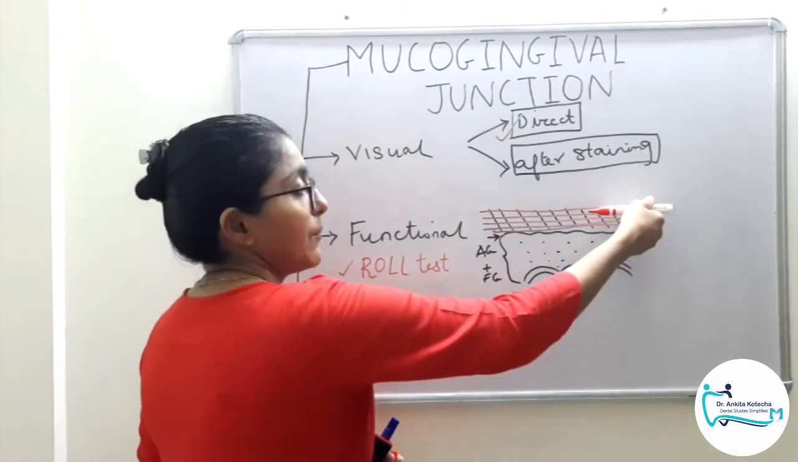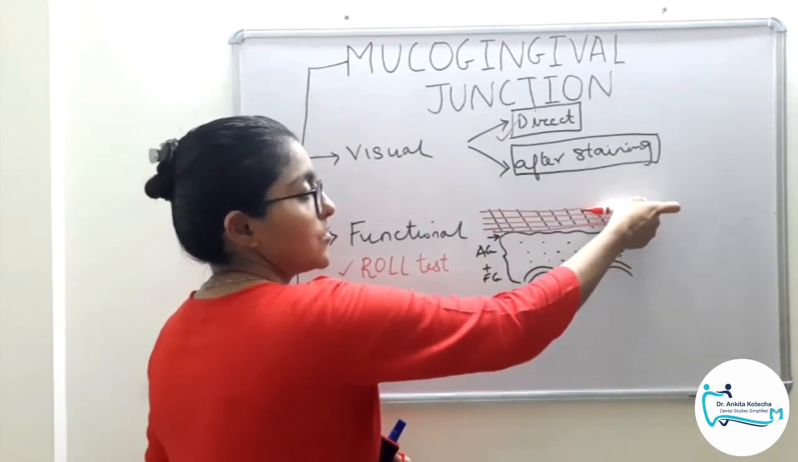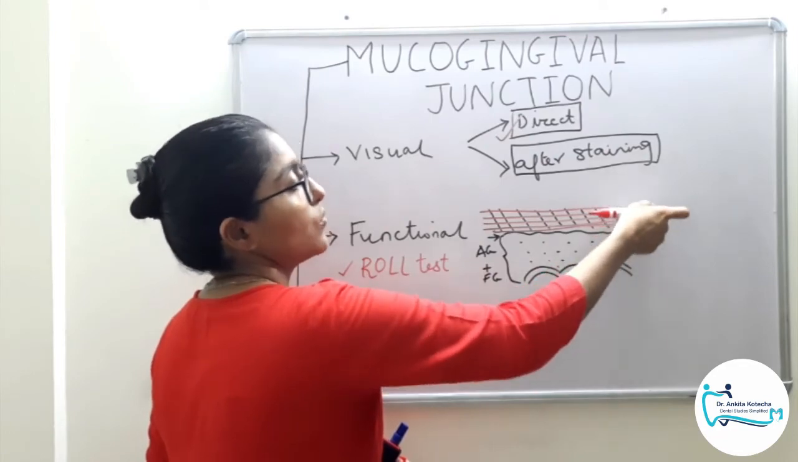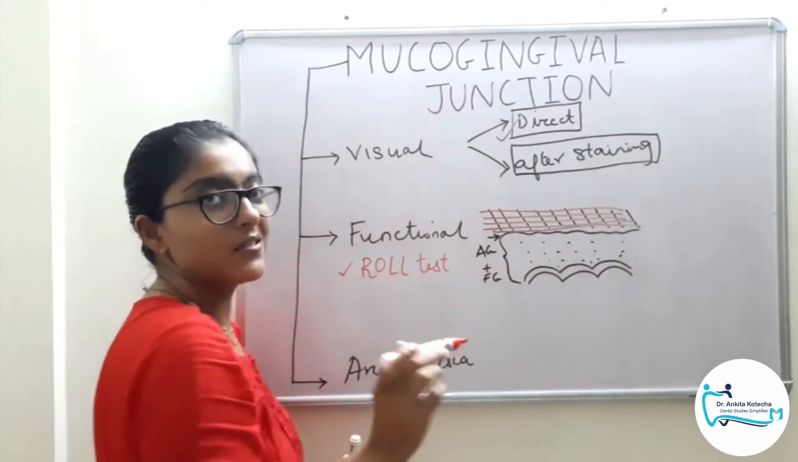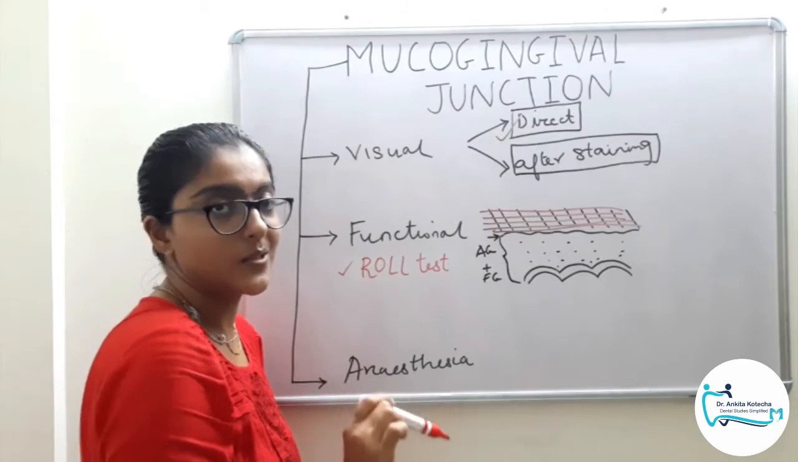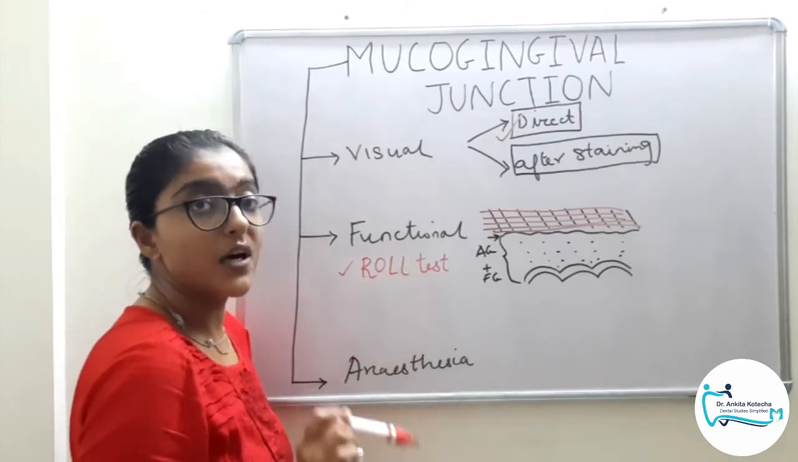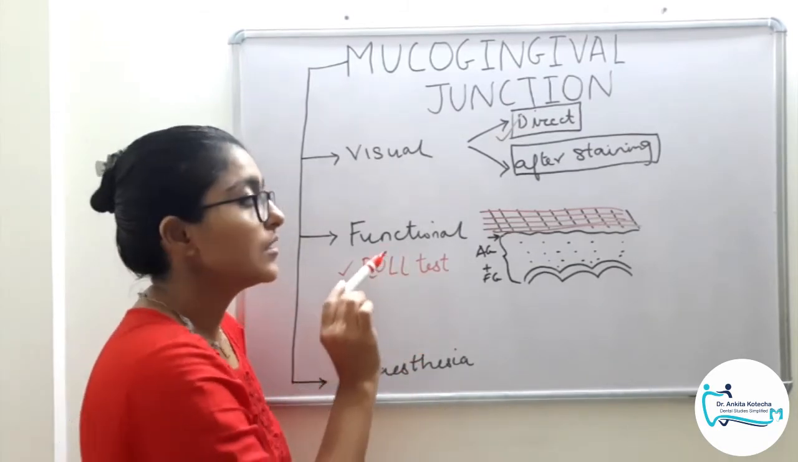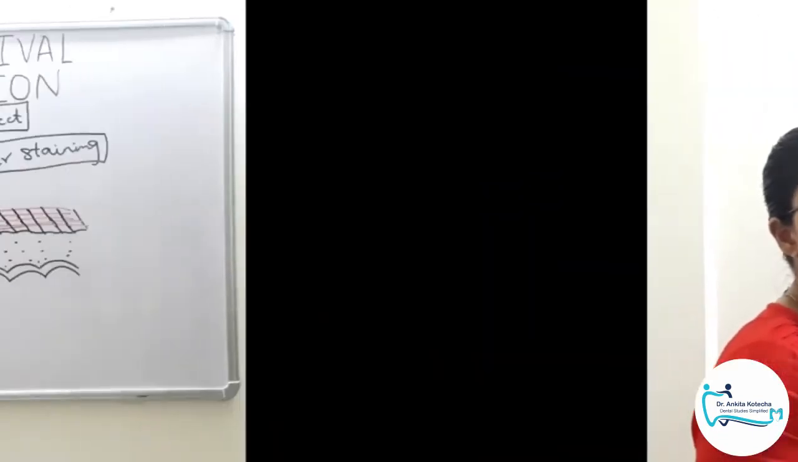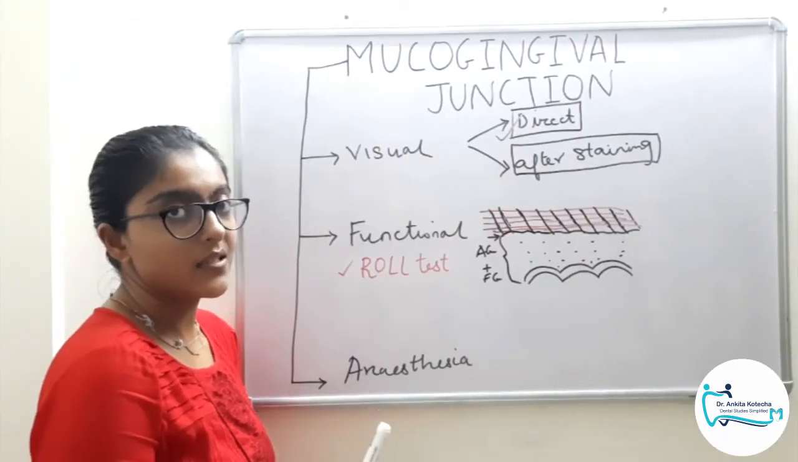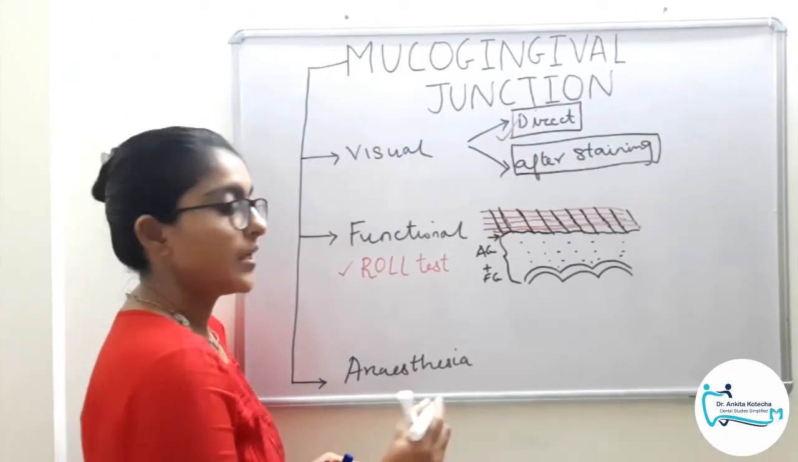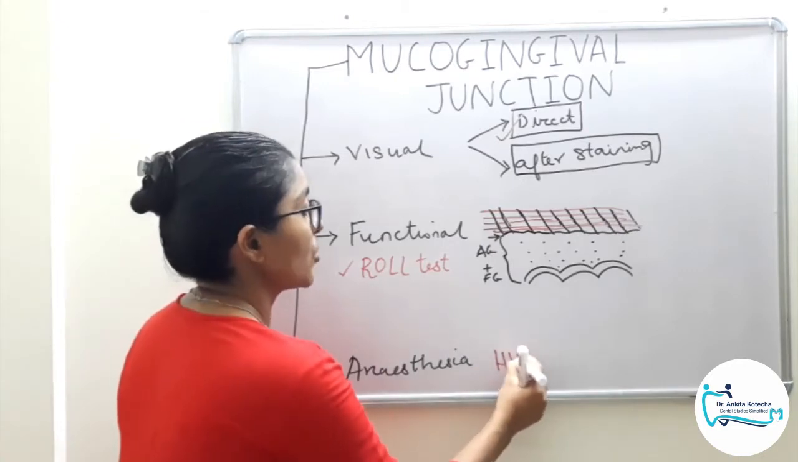Basically, we run our periodontal probe held in a horizontal position from the vestibule towards the gingiva to assess the tissue mobility. That's it. Clear? This completes the functional method of assessing the mucogingival junction. And the last method is the anesthetic method. Please note, the anesthetic method is of historical interest.